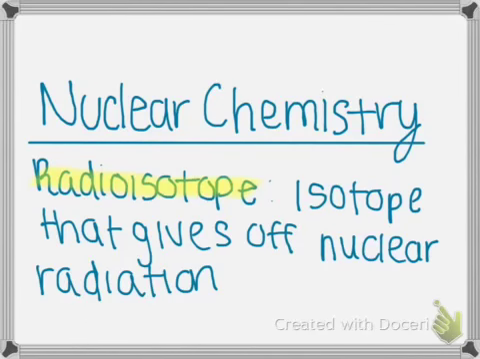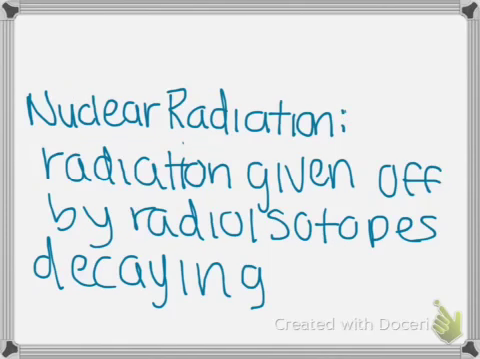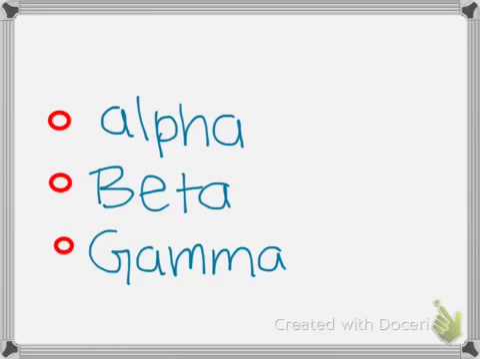Okay, so I'm going to be teaching you guys about nuclear chemistry, and in order to understand that, we have to first go through some definitions. So, first, a radioisotope is an isotope that gives off nuclear radiation. And nuclear radiation is radiation given off by radioisotopes decaying. And the three types of nuclear radiation are alpha decay, beta decay, and gamma decay.